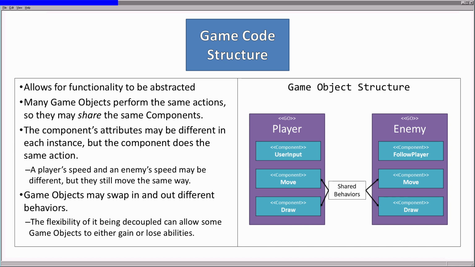The component's attributes may be different in each instance, but the component does the same action. A player's speed and an enemy's speed may be different, but they still move in a similar way. From a functional standpoint, they do the same actions, just with different values. Game objects may swap in and out different behaviors. The flexibility of being able to decouple can allow some game objects to either gain or lose abilities.